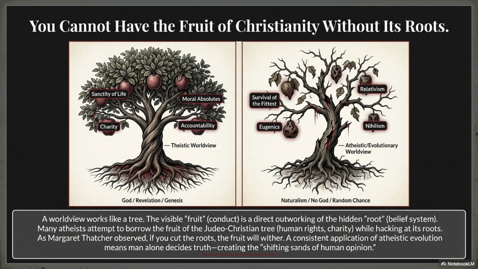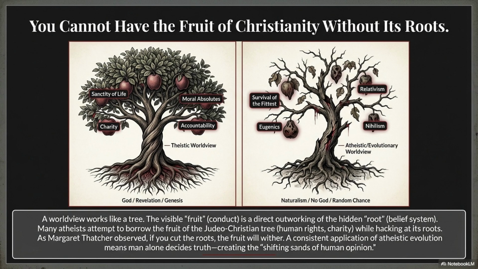Okay. So what's the other tree? That's the evolutionary or naturalistic tree. So the roots here are a rejection of the supernatural. The idea that we're just the product of time, chance, natural processes. And the fruit of that tree is? According to the source text, it's moral relativism.